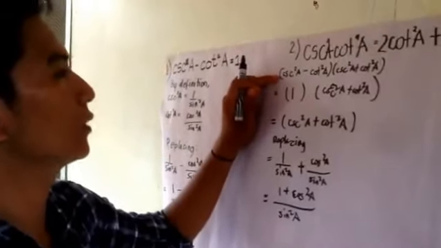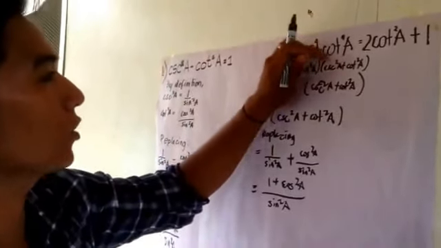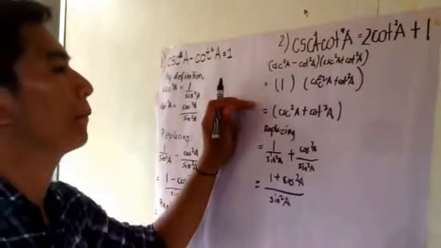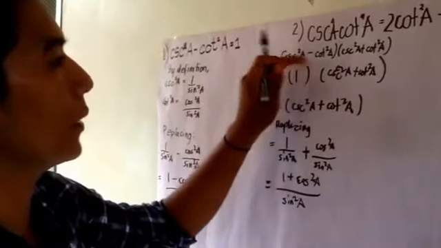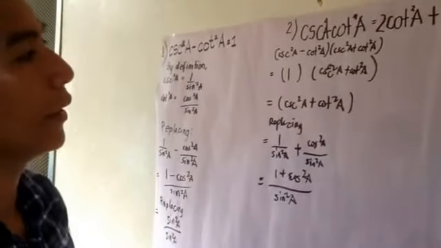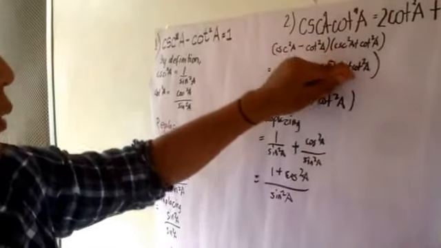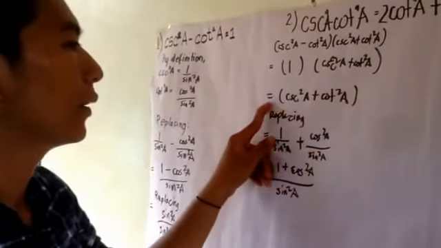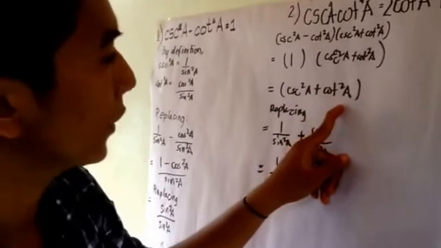We factored out csc to the power of 4A minus cot to the power of 4A. We all know that csc squared A minus cot squared A is equal to 1. And we solve for csc squared A plus cot squared A.